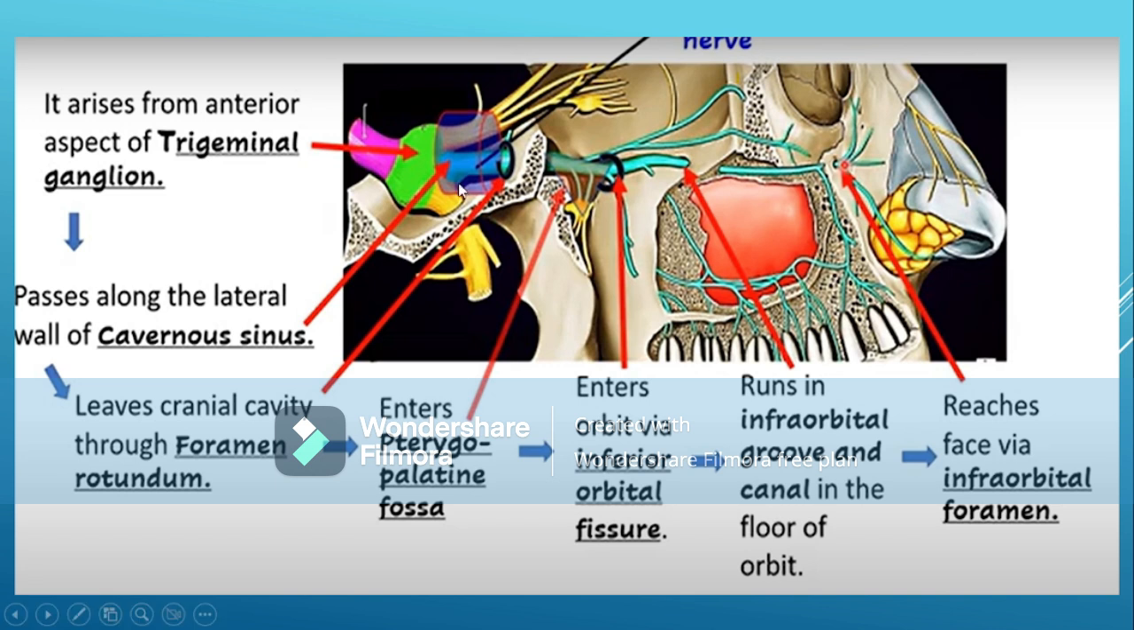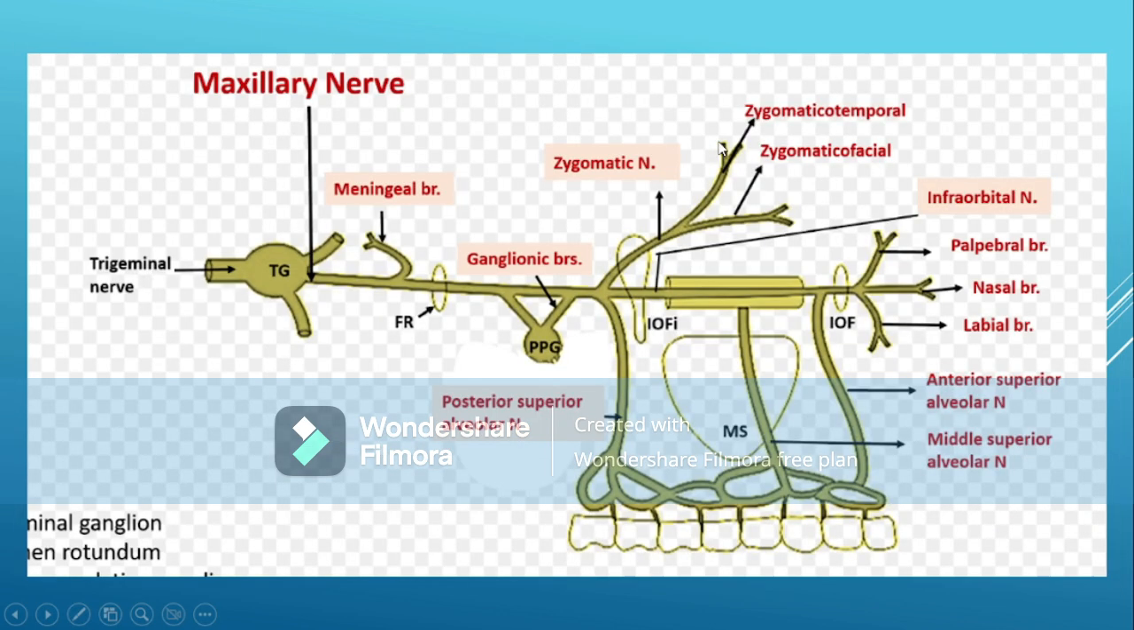So to summarize, this is the cavernous sinus, then the pterygopalatine fossa, then the inferior orbital fissure, and then the infraorbital foramen. Why infraorbital? Because this is below the orbit. Infra means below, and this is the orbit. So below the orbit, infraorbital groove and canal, and then foramen. Now let's go ahead. Now this is the maxillary nerve.